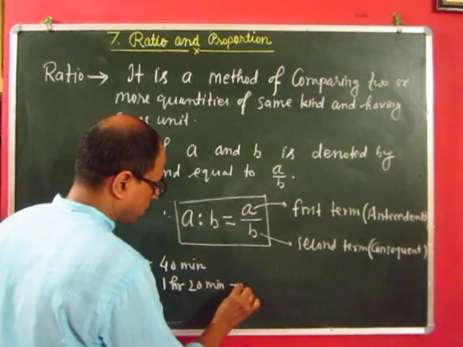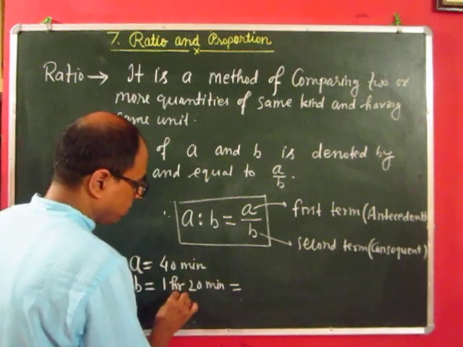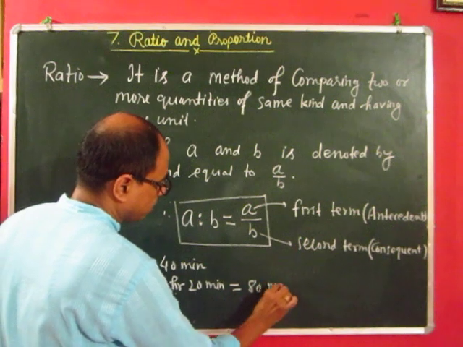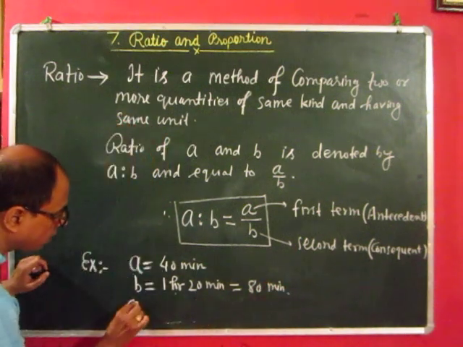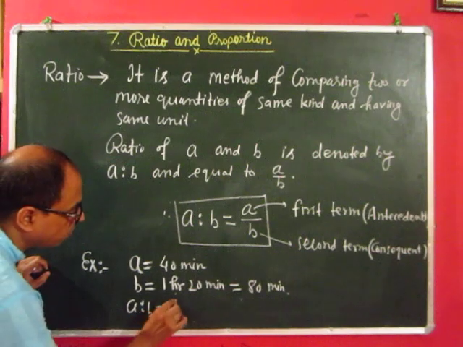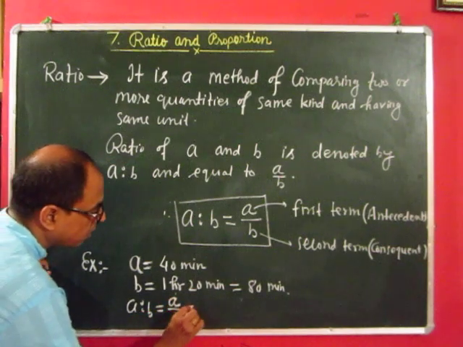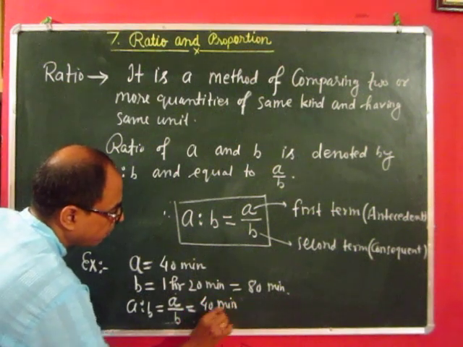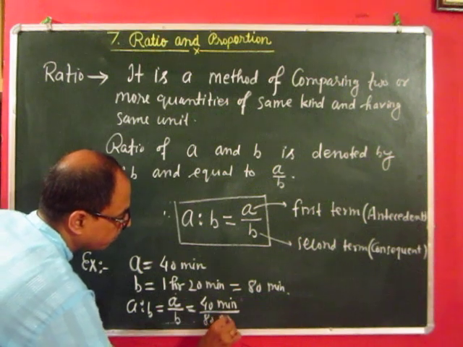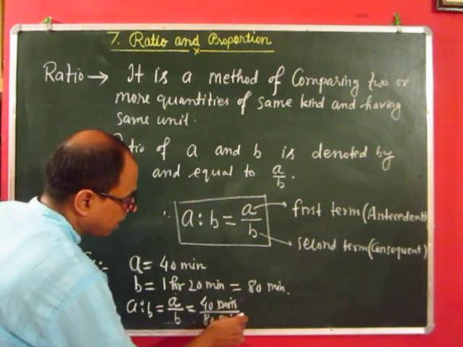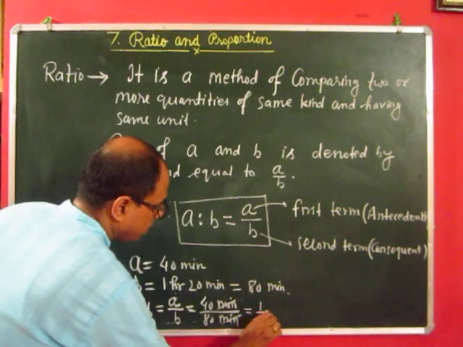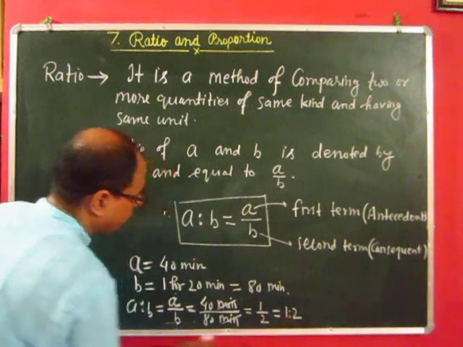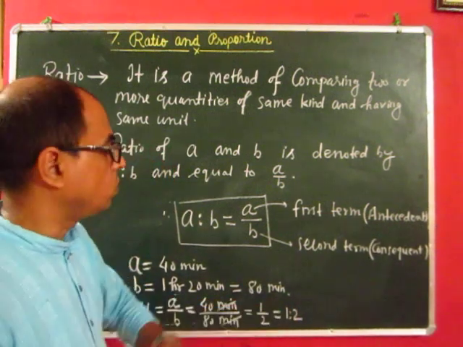So it is 40 minutes. Now convert this in minutes. So 1 hour means what? 60 minutes plus 20 minutes. So it will be 80 minutes. So what is the ratio of A is to B? It will be equal to A by B, that is, 40 minutes by 80 minutes. Now minutes cancel. So we are getting 1 by 2. So this is equal to 1 is to 2. So the ratio of these two times is 1 is to 2.